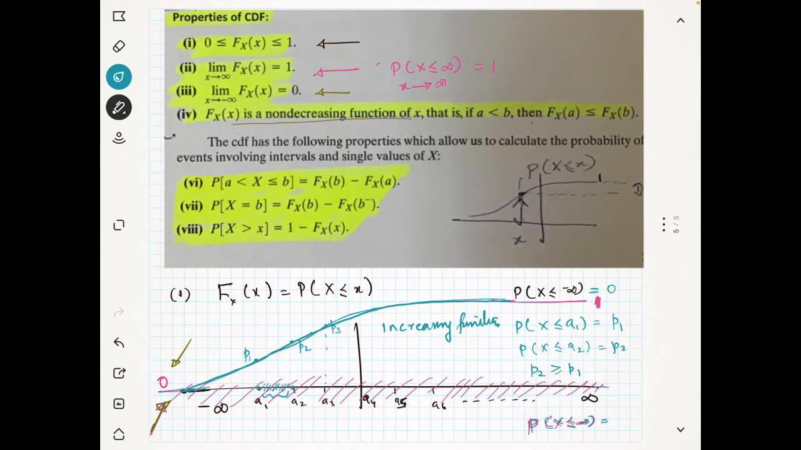Now you can have another formula here. This is another very important property. The probability that the random variable x takes the value between a and b is nothing but F_X(b) minus F_X(a). So we can easily find it. I can give the proof of this, that is, the probability that a < x ≤ b.